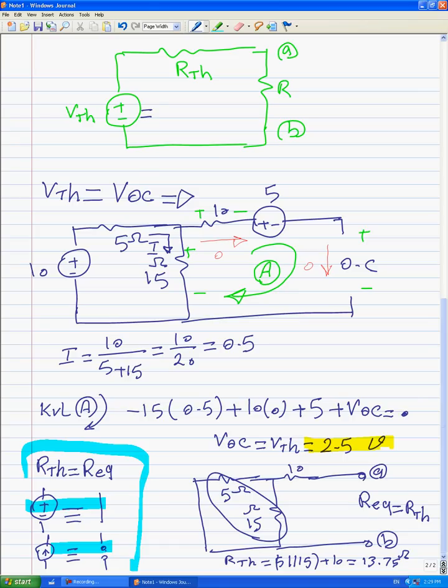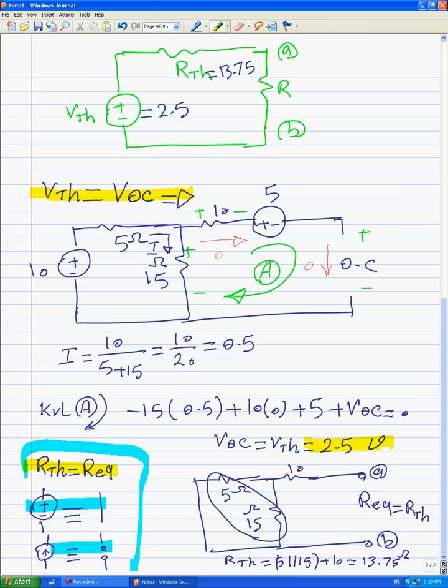That's why VTH is equal to 2.5 and RTH is equal to 13.75. To summarize, this theory consists of two steps. Step 1 for defining Thevenin voltage, step 2 for defining equivalent resistance or Thevenin resistance.